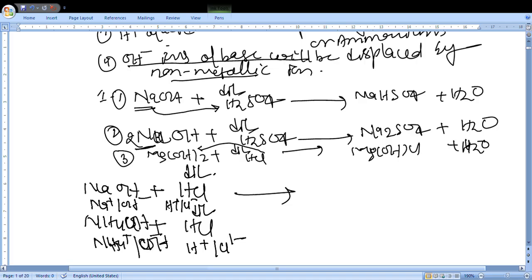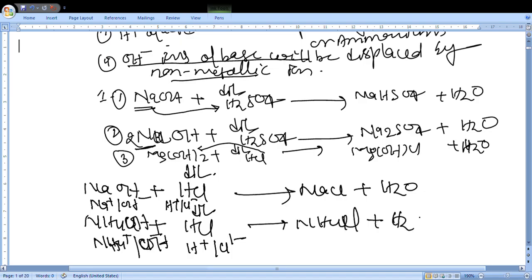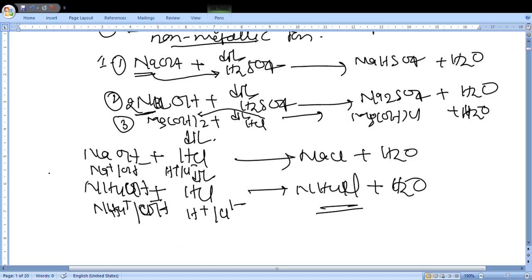So we can see that there is a mutual exchange of ions. The OH takes the position of Cl, or Na positive takes the position of H positive. So we will have NaCl here plus H2O. We will have NH4Cl here plus H2O. So these all are salts, and we have written acid base reaction, and this is a kind of neutralization reaction.